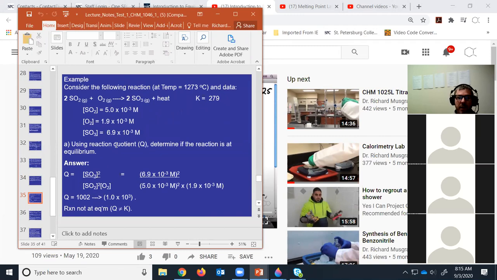So here's an example, and this is similar to what you'll see in the test questions. Considering the following reaction and data, I'll give you a reaction, and then I'll give you the K value. You don't have to figure that out. You're given this big K value. Now, these are the concentrations. The first thing we want to do is look at these concentrations and determine if the reaction is at equilibrium or not. What we do there is come up with the Q expression, which is products over reactants. So it's SO3 to the power of 2 over SO2 to the power of 2 times O2.